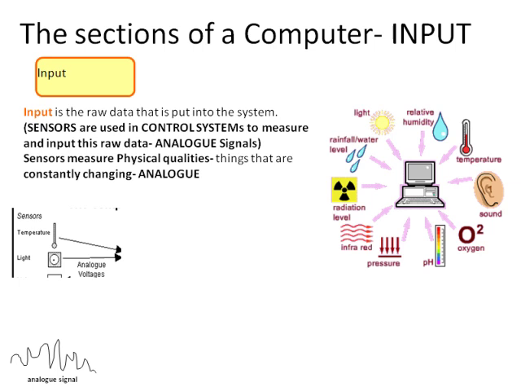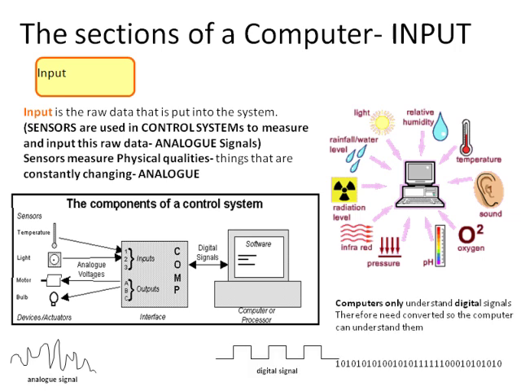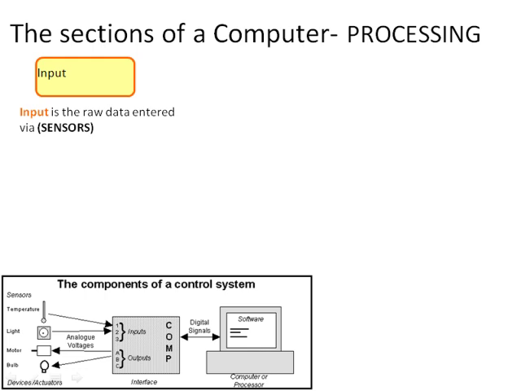In order for a computer to understand them, however, there needs to be a bit of processing involved. Computers can only understand digital signals. Computers can only understand what's known as binary, on or off. These are the only things computers can understand, these binary signals here. So in order to be able to read them, they need to be converted into digital signals that the computer can understand. We're going to move on now and look a wee bit about processing.